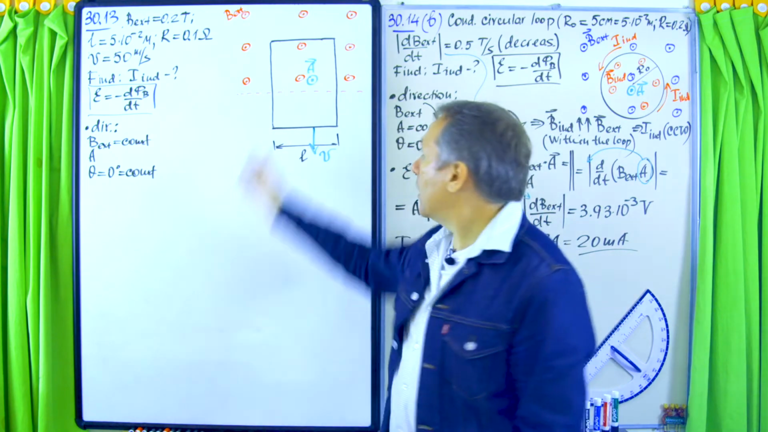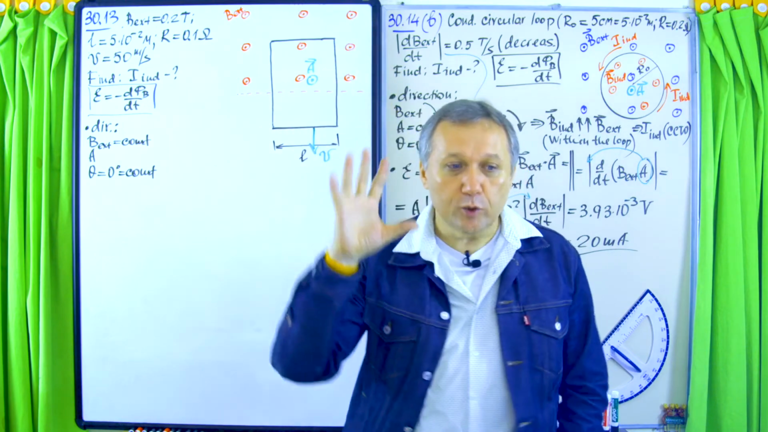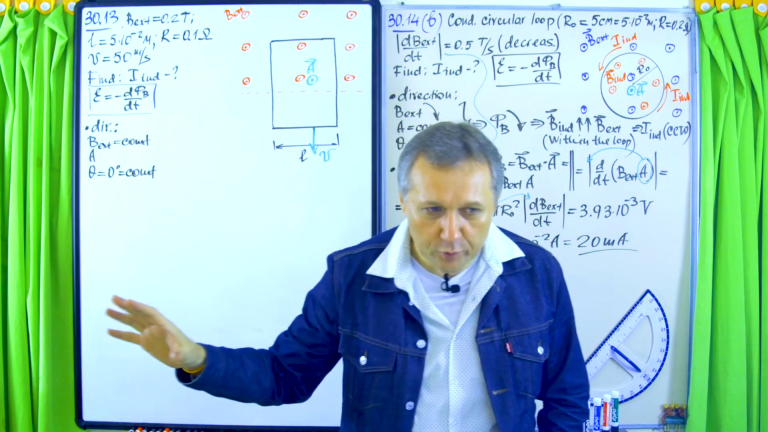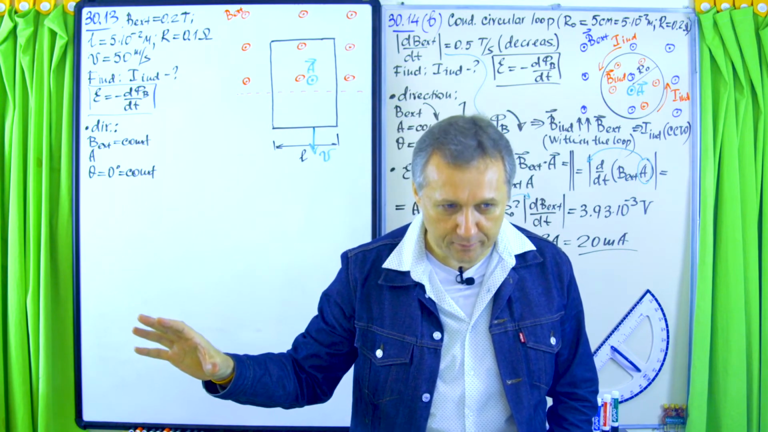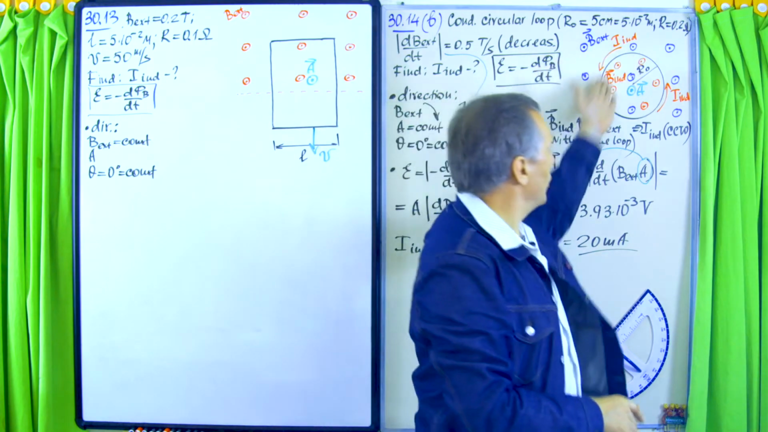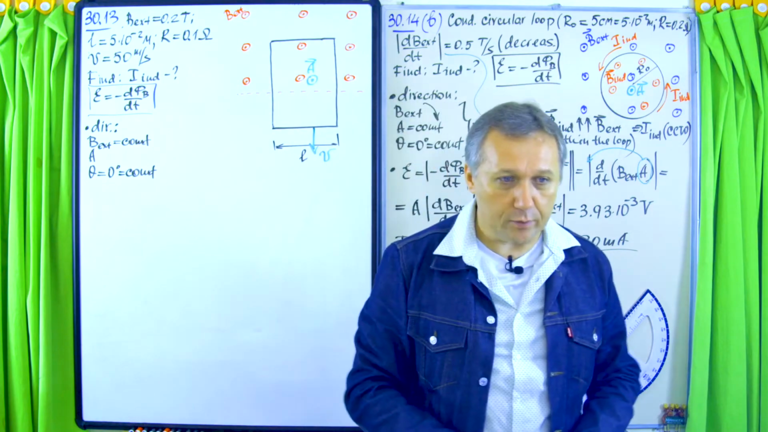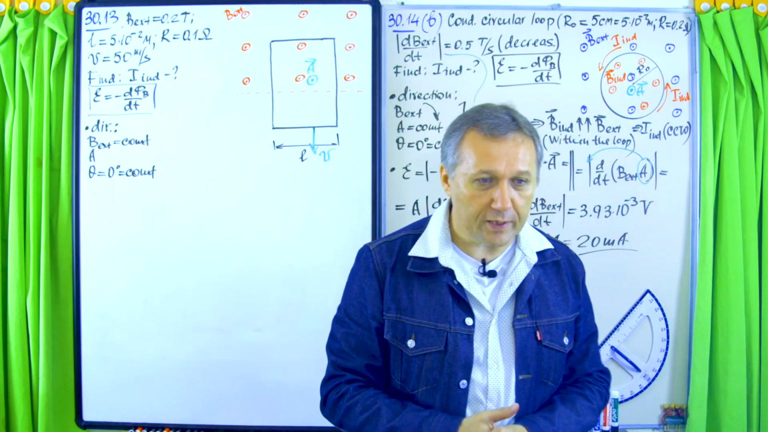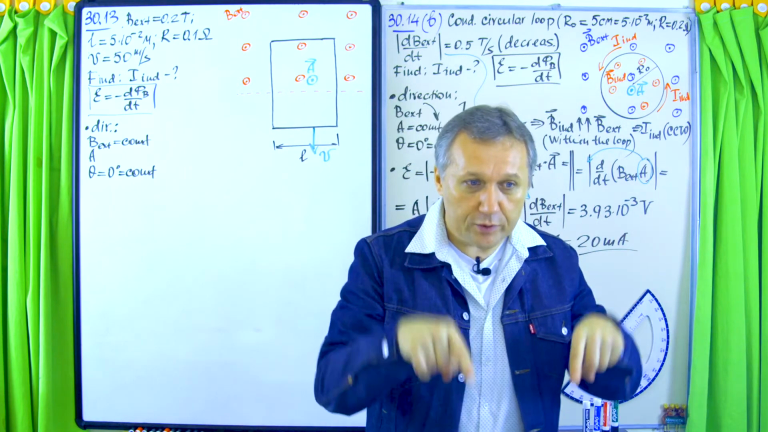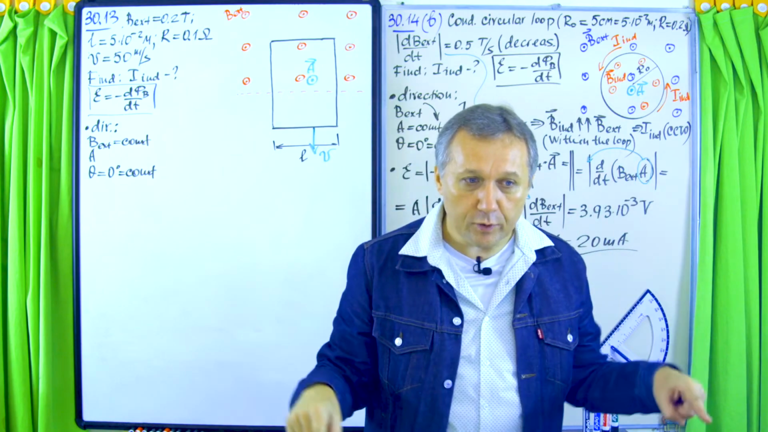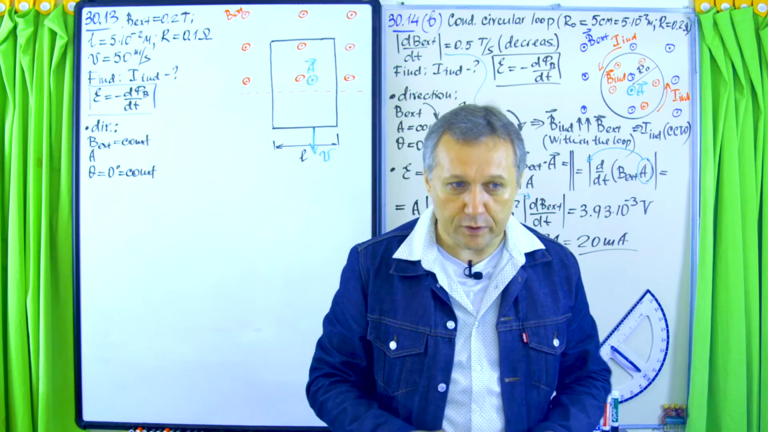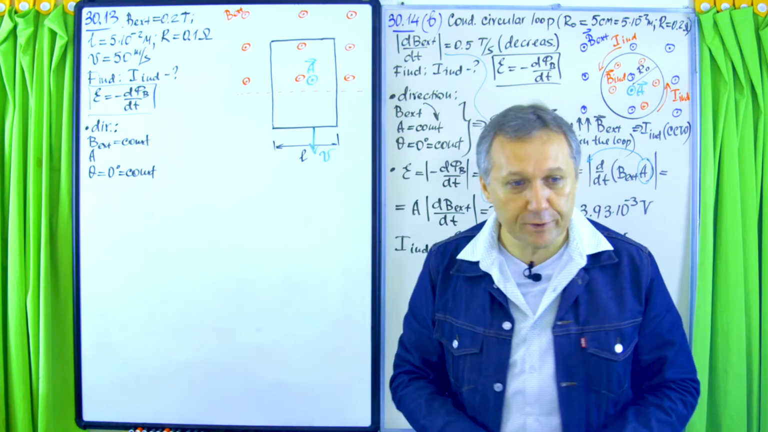Every time we had a loop, and that loop was fully exposed to the external magnetic field, right? Over here, you see, the whole loop is exposed to the external magnetic field. In the example which I just erased, also, the whole loop was exposed to the magnetic field. And in those examples, we used the area of the whole loop because the whole loop was exposed. But now we have a different situation.